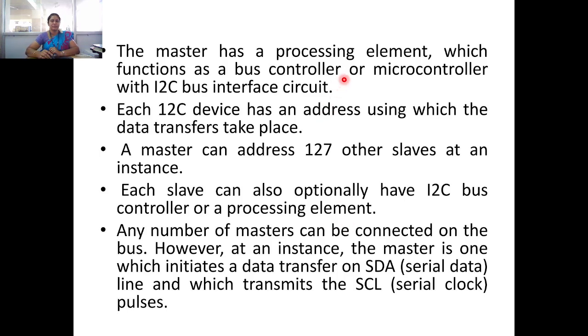The master has a processing element which functions as a bus controller or microcontroller, which interfaces with the I2C, and the data is transferred. The master can address 127 slaves, that is 127 branches, at the same instant, and each slave can optionally have an I2C controller as a processing unit. The I2C is connected via two lines. One is serial data, which transfers the data, and the other is serial clock pulses.